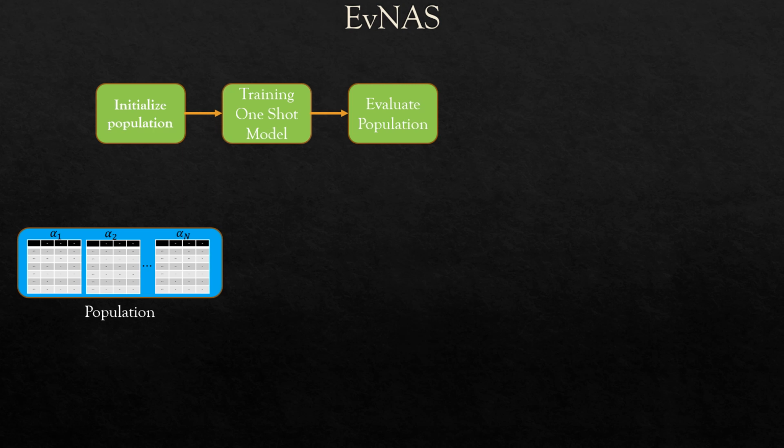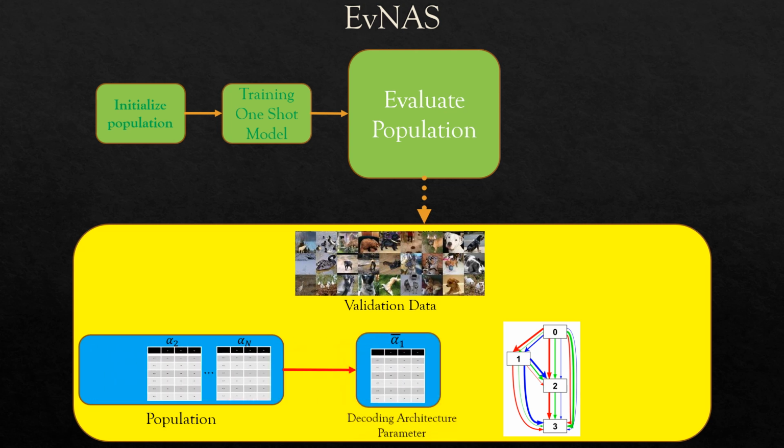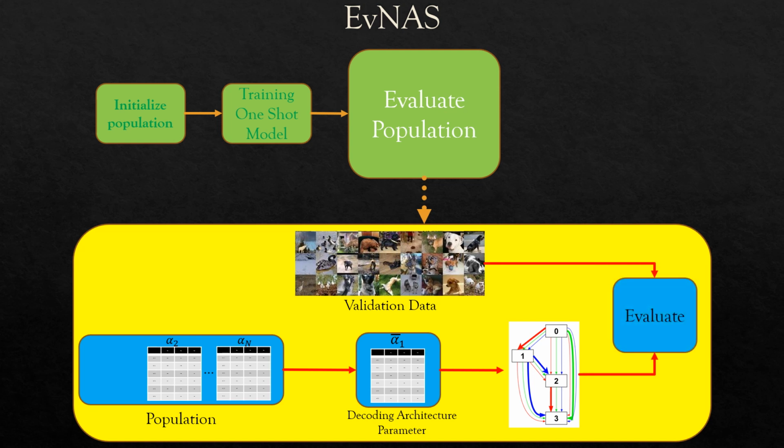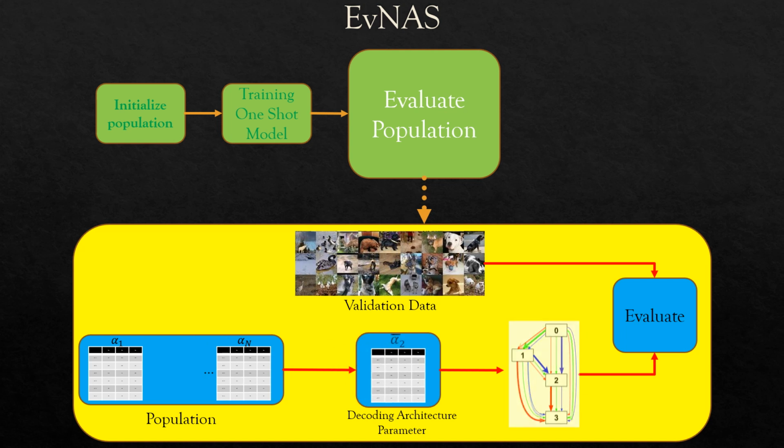After training, we evaluate the population to get the fitness of each individual architecture in the population. Here, first alpha 1 is converted to its corresponding decoding architecture parameter alpha bar 1, which is copied to the one-shot model. This is for selecting the architecture alpha 1 in the one-shot model. The accuracy of the one-shot model on the validation data is used as the fitness of the architecture. We repeat the same process for the next individual. This is done until we finish evaluating all the individuals in the population.